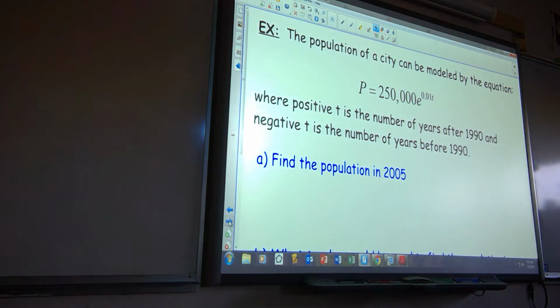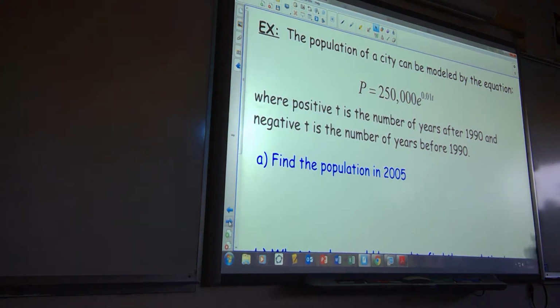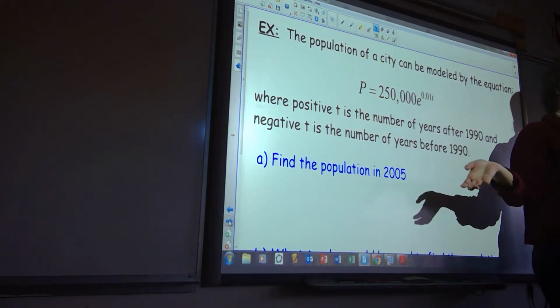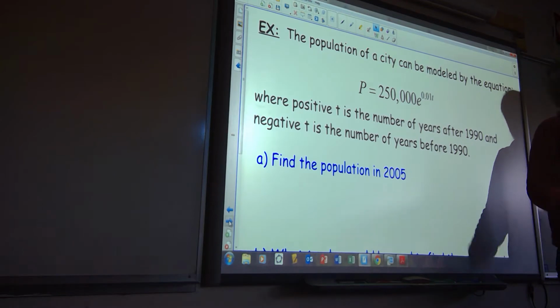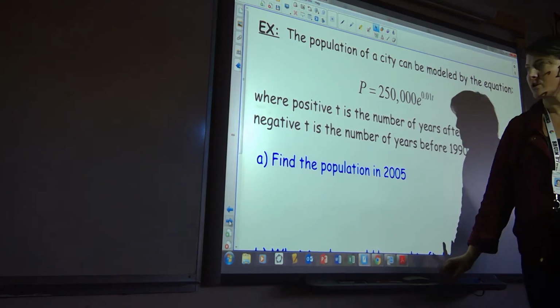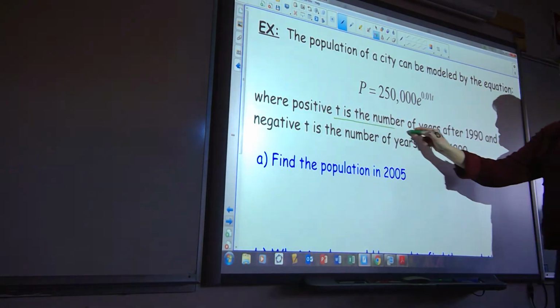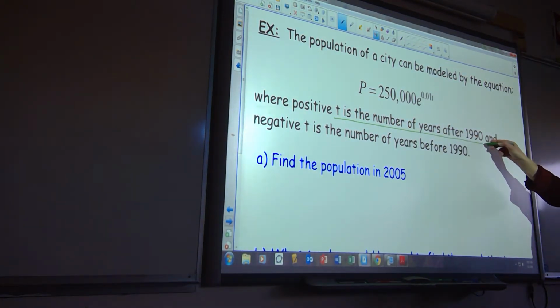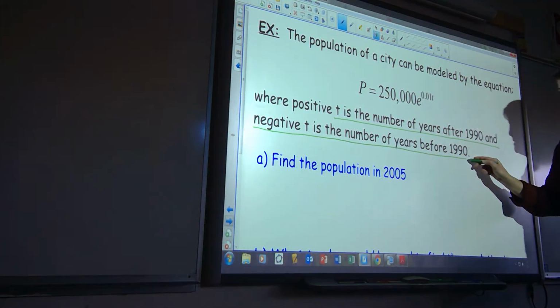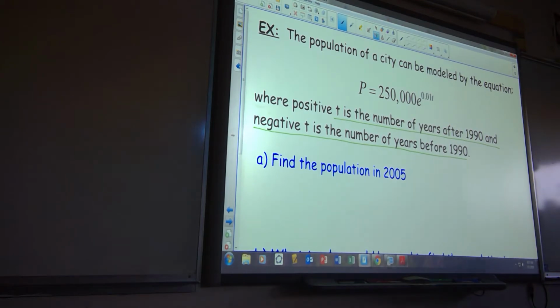All right. Lastly, this is a biology-related problem. The population can be modeled by this equation. Notice base e, because it's biological. Births don't just happen at 6 a.m. once a day, every day, so they happen all the time. In a problem like this, you'll usually have wording where it says T is the number of years after 1990 and negative T is the number of years before 1990. So there might be some sort of setup like that that you should pay attention to.